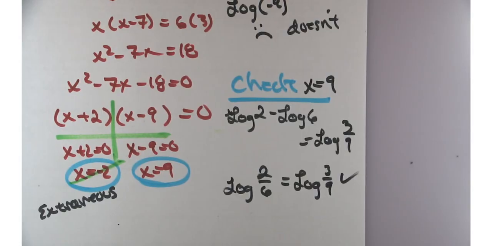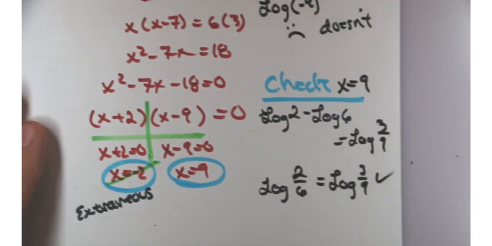Okay. Hey, can you help me out with something? Yeah, please. What do you got? Can you explain to me why you put the log 2 over 6, because that keeps subtracting them?